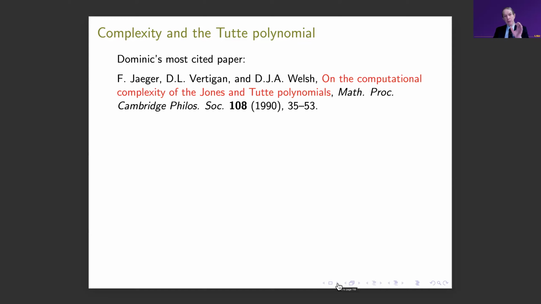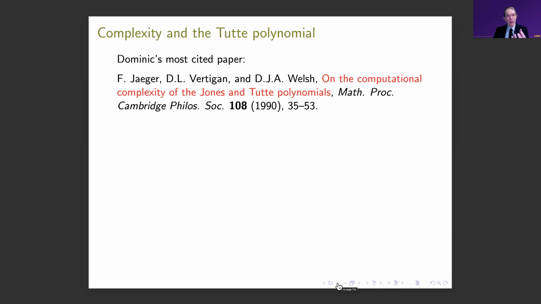Now, if you're not interested in knot theory, you may not be familiar with the Jones polynomial. Vaughan Jones, a New Zealand mathematician, introduced this polynomial for knots, and it turns out to be closely related to the Tutte polynomial. And in fact, Vaughan Jones won a Fields Medal in 1986 for, among other things, introducing this polynomial.